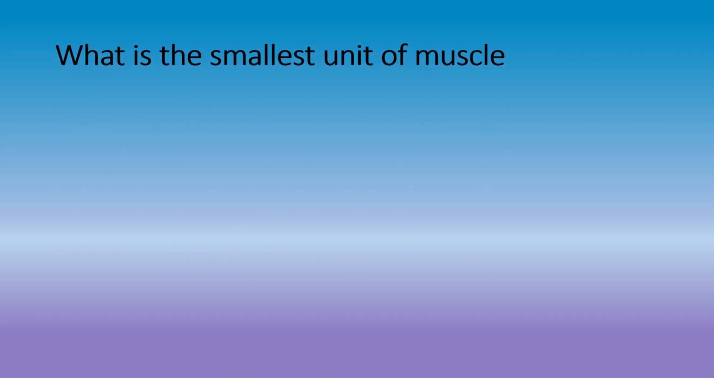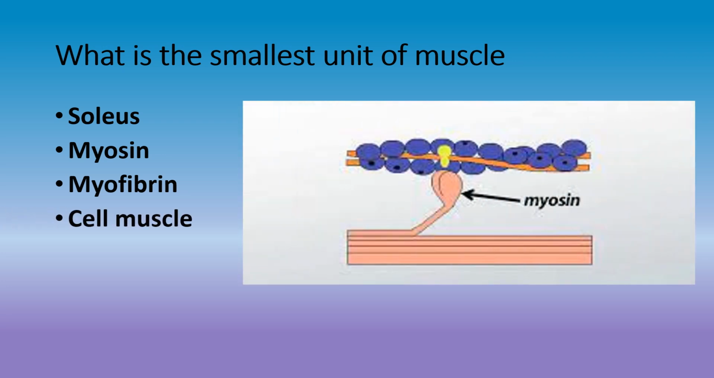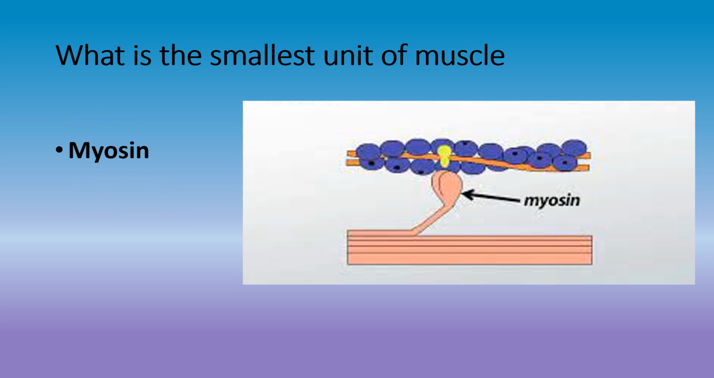Next question. What is the smallest unit of muscle? Is it the soleus, myosin, myofibrin, or cell muscle? And the answer is myosin. Myosin is a prototype of molecular motor. Its function is to convert chemical energy in the form of ATP to mechanical energy, thus generating force and movement.